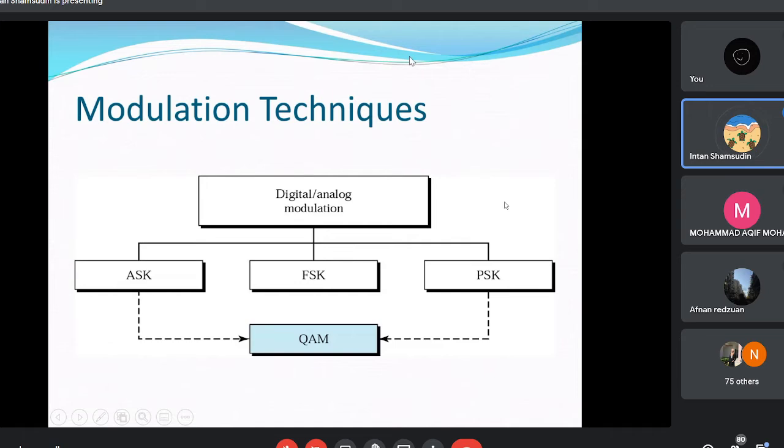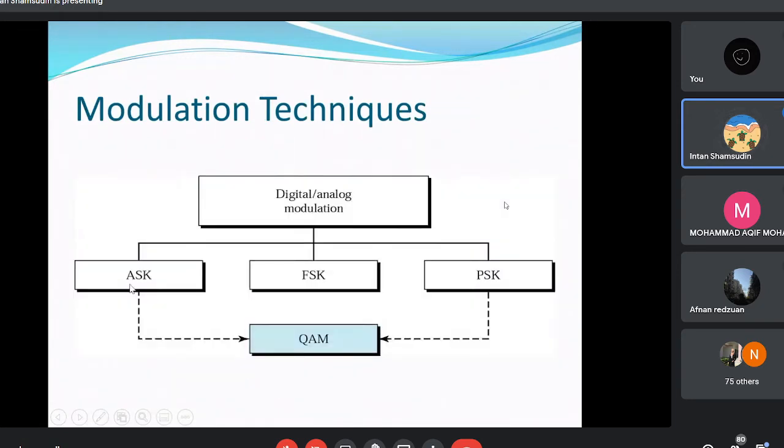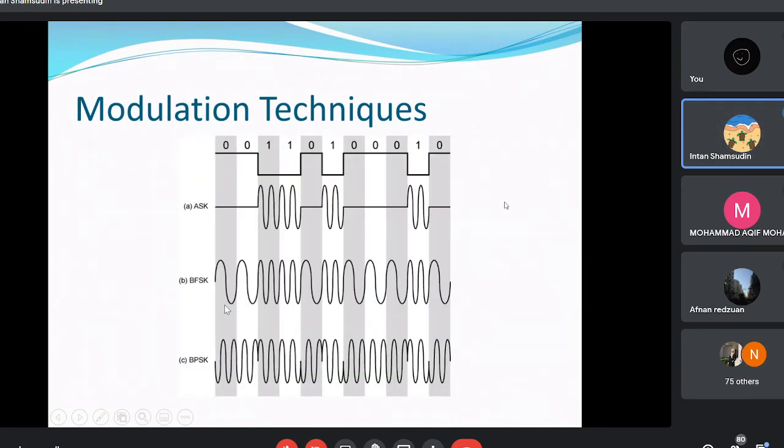Right, so ada techniques. This one lah, okay, ASK, FSK, PSK, QAM. This is a technique, okay. So ada ASK amplitude, F is frequency, P is phase, and then ada QAM is combination of ASK and PSK. Alright. So this is from digital signal. Okay, kita nak turn into analog signal. Okay, this is amplitude. Amplitude yang berbeza, right? And then B, what is this? This is for frequency and then this is for phase.